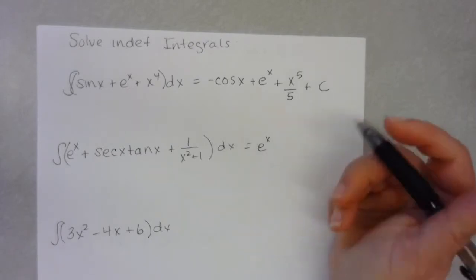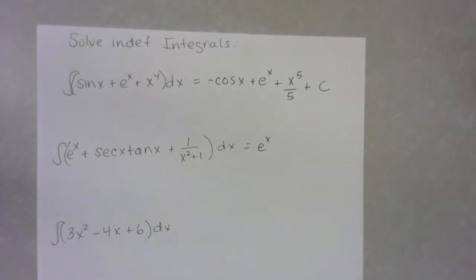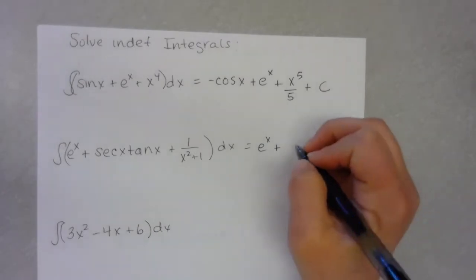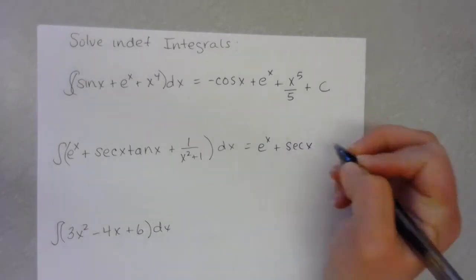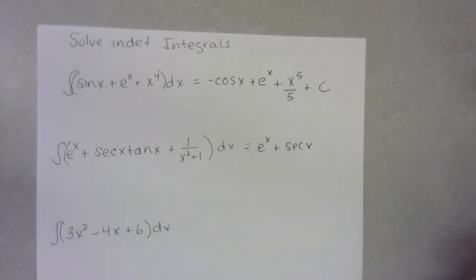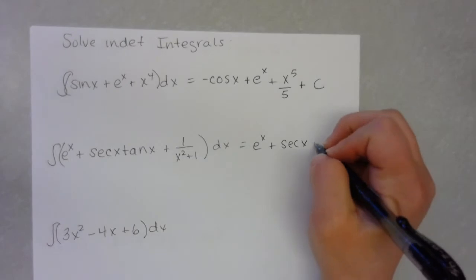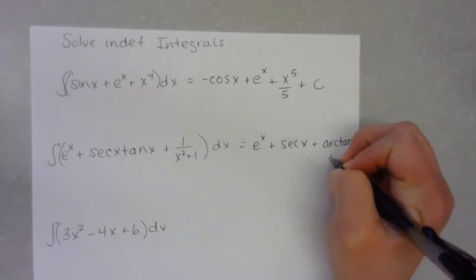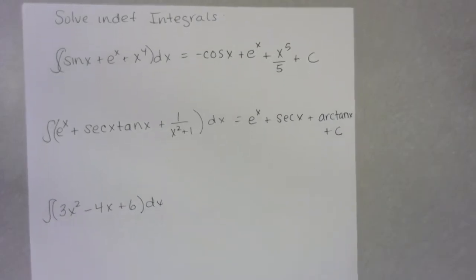And then I notice secant tangent, and I know that secant's derivative is secant tangent. So that means that the antiderivative of secant tangent is secant of x. And then this, 1 over 1 plus x squared, is the derivative of arctan. So that means that this is arctan of x. And then I tack on my plus c, of course.